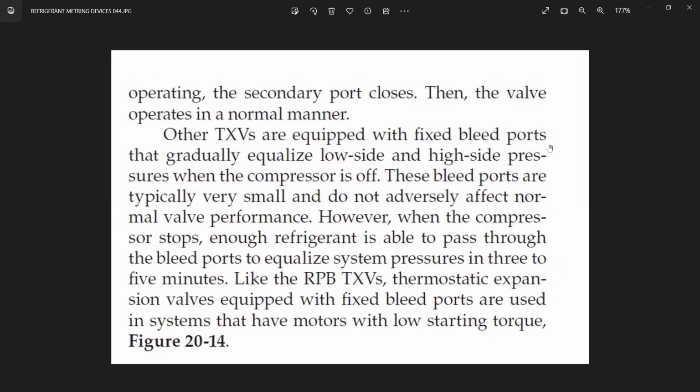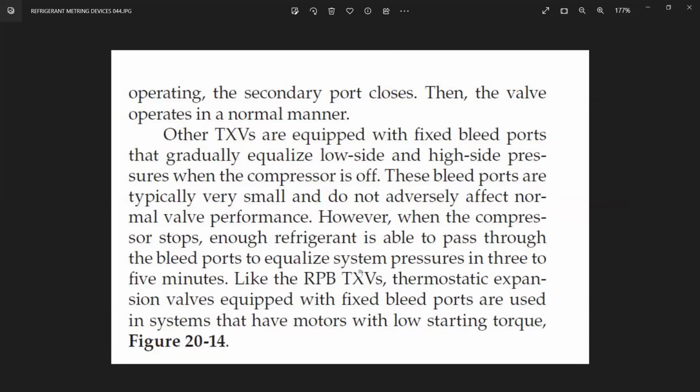Other TXVs are equipped with fixed bleed ports that gradually equalize the low side and high side pressures when the compressor is off. Now, even your automatic expansion valve has these types of designs where you have bleed ports and bleed valves. Okay, we will see both of these designs just now. So basically, these gradually equalize the low side and high side pressure when the compressor is off. These bleed ports are typically very small and do not adversely affect the normal performance. However, when the compressor stops, enough refrigerant is able to pass through the bleed ports to equalize the system pressures in 3 to 5 minutes.